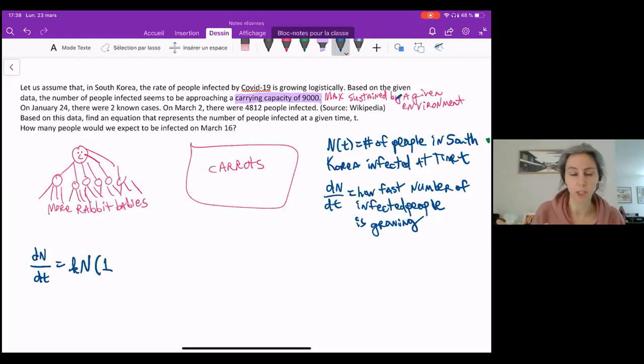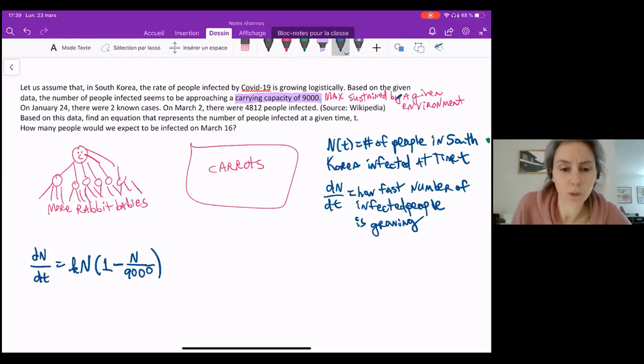But what's happening in South Korea is they've made all of these social distancing efforts. They've been cutting off people from each other. So they've been stopping the virus from having a place to go. In other words, they've been limiting the environment. They've been taking away the carrots from the rabbits. So in the beginning, it's growing exponentially. But what's going to happen is over time, that growth rate is going to get smaller, like this.